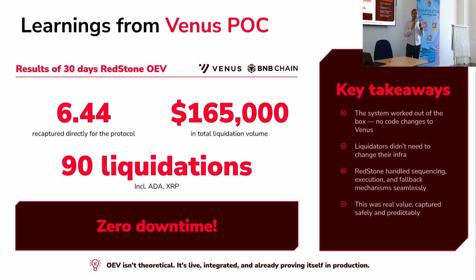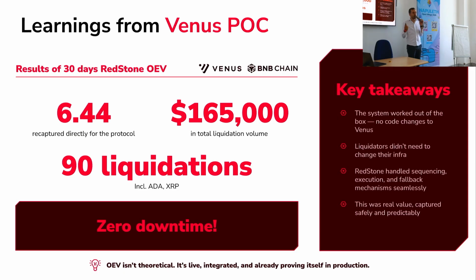Two, liquidators didn't need to change their infrastructure. Fastlane has actually a very, very good liquidation bot, which is open source on GitHub. You can try it today. But if you are already a liquidator and you run your own liquidation bot, you don't have to change that. You just need to tell the bot to bid in the auction, instead of bidding for gas. That's the only change that you need to make.